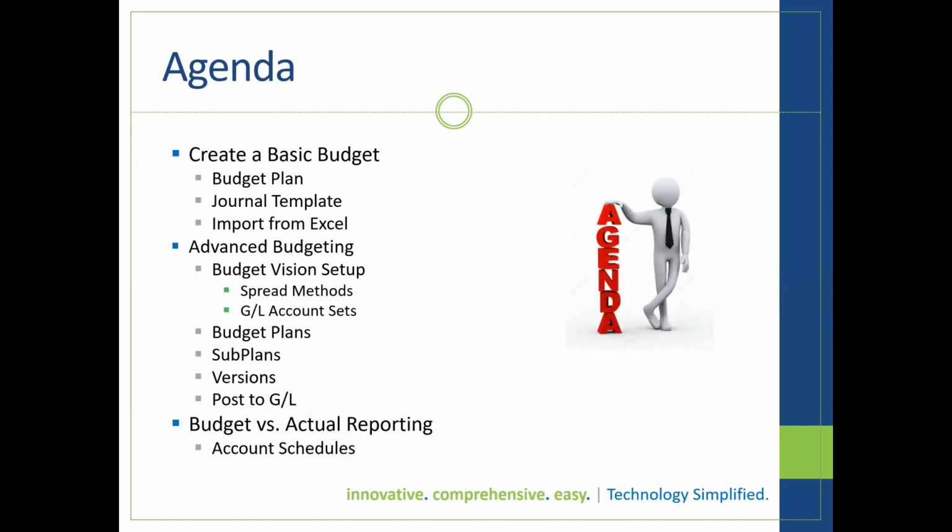Here's a high-level overview of what the agenda will be today. We're going to be talking about what I consider a basic budget. Really, what a basic budget is, is just using a GL import in order to get your budget posted into Nav or Serenic Navigator. And then I'm going to talk about some high-level features and the base functionality of advanced budgeting. And by advanced budgeting, I mean the Budget Vision module that was introduced 3-4 versions ago. And then I'm just going to show real quick how to do some budget versus actual reporting, and we'll show you how to use that.